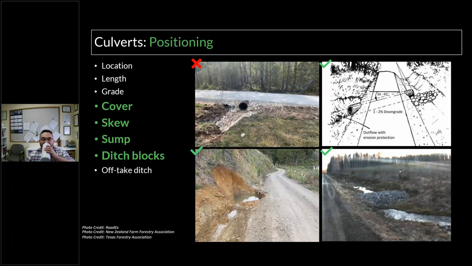So again, the cover, the skew, your sumps and ditch blocks, all of these things are really important. In the top picture, we have a culvert that looks pretty good, but it is almost at the road surface. The cover on the culvert has to do with manufacturer specifications and how strong the culvert is, but it's basically impacted by the culvert type, the backfill type, the surfacing, and the design load.